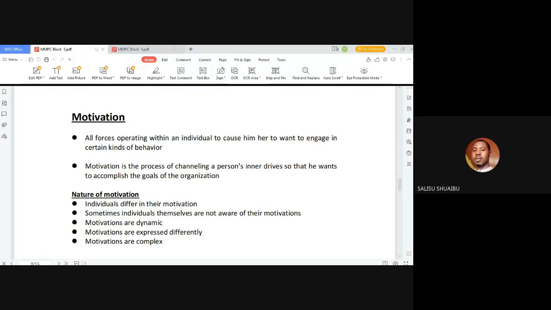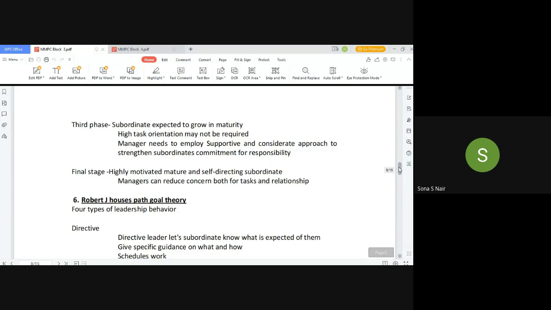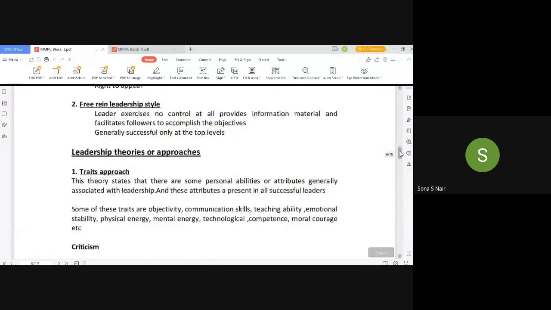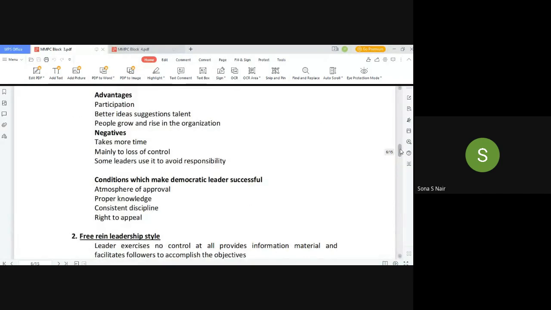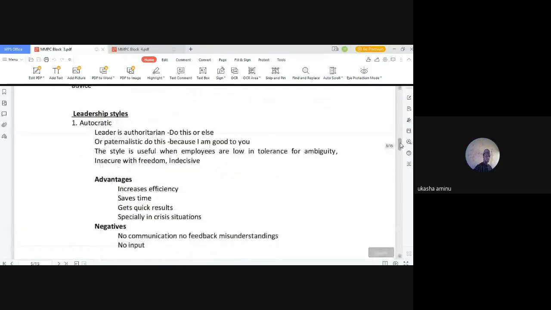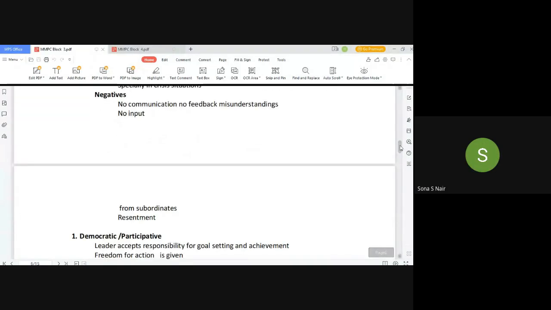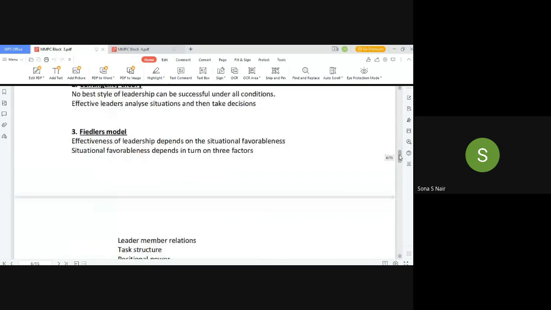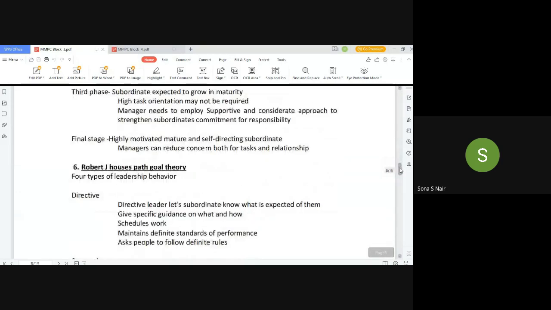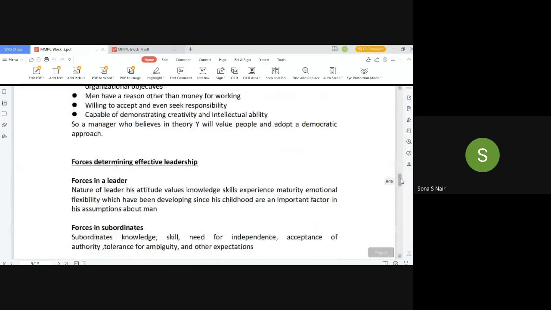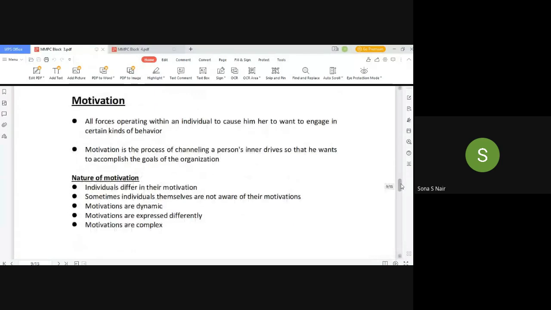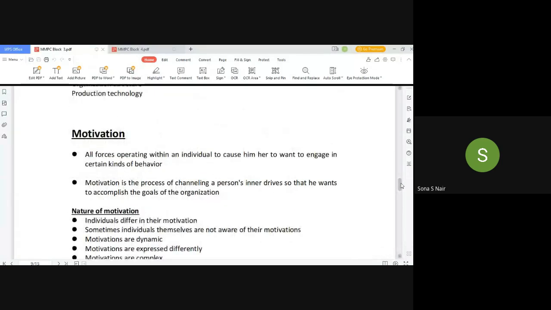Okay, thank you. All right, if you recall, yesterday we were looking at a very interesting topic, leadership. We looked at some theories of leadership and a couple of other subtopics related to leadership. A topic very closely connected with leadership is called motivation. And we are going to look at that topic today. Now, what do we understand by motivation?